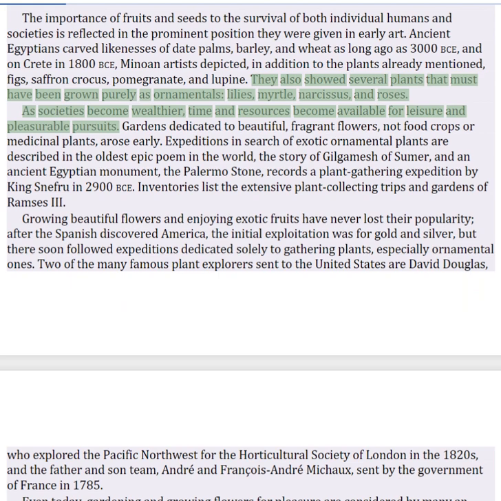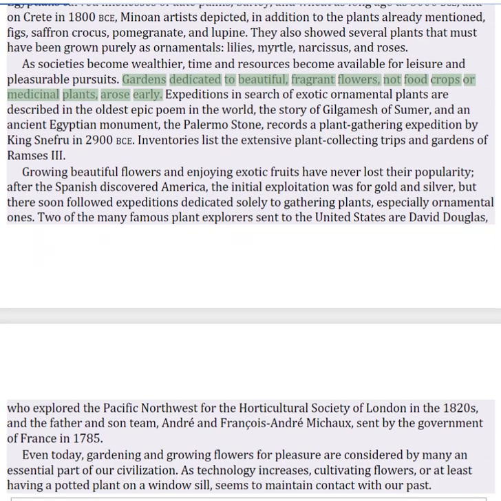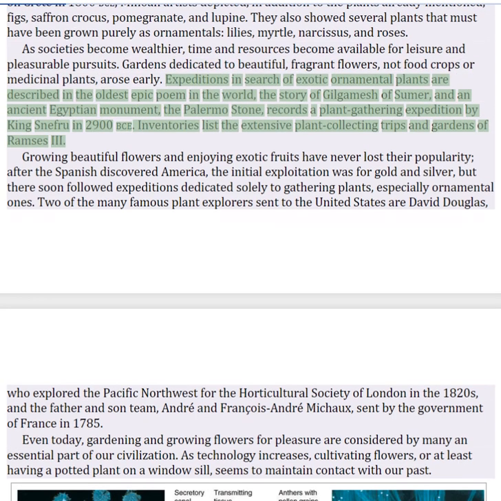They also showed several plants that must have been grown purely as ornamentals: lilies, myrtle, narcissus, and roses. As societies become wealthier, time and resources become available for leisure and pleasurable pursuits. Gardens dedicated to beautiful, fragrant flowers, not food crops or medicinal plants, arose early. Expeditions in search of exotic ornamental plants are described in the oldest epic poem in the world, the story of Gilgamesh of Sumer, and an ancient Egyptian monument, the Palermo Stone, records a plant-gathering expedition by King Snefru in 2900 BCE. Inventories list the extensive plant-collecting trips and gardens of Ramses III.